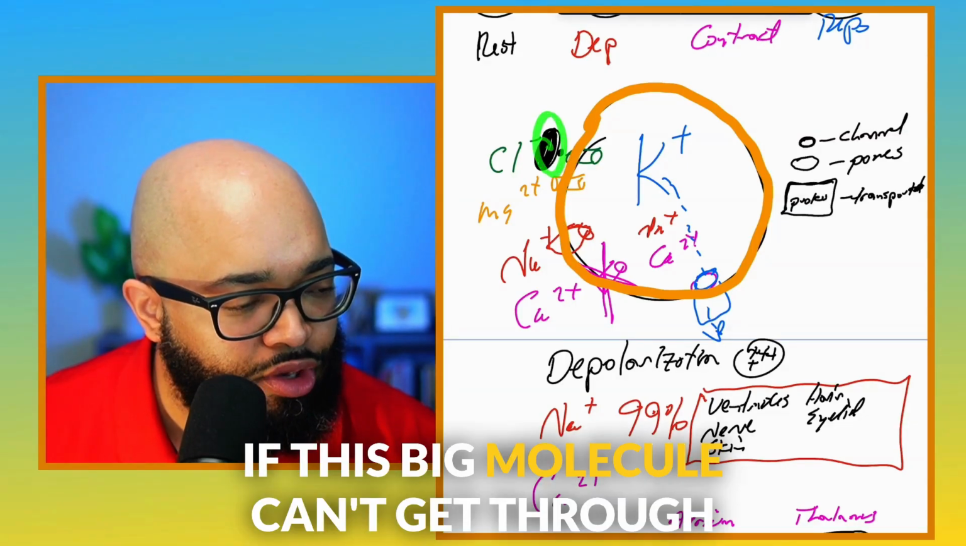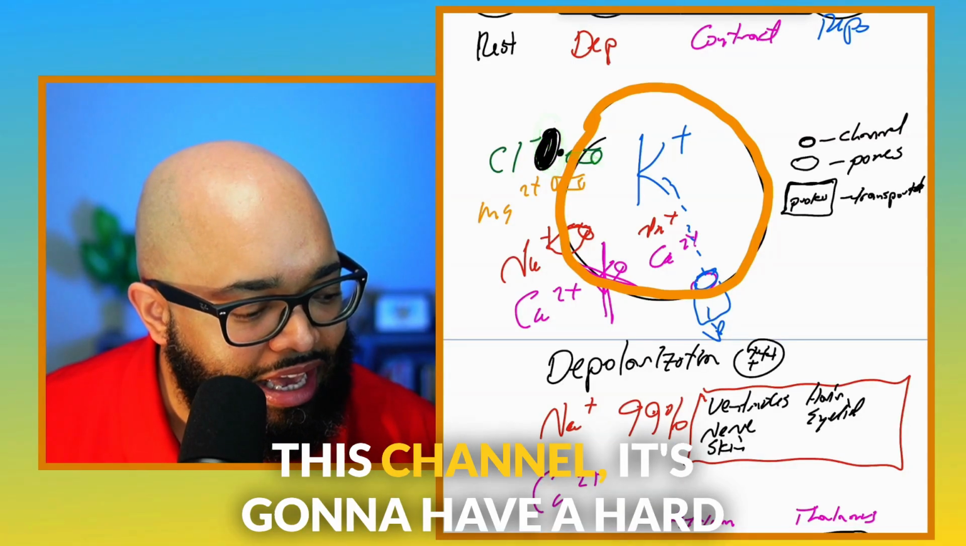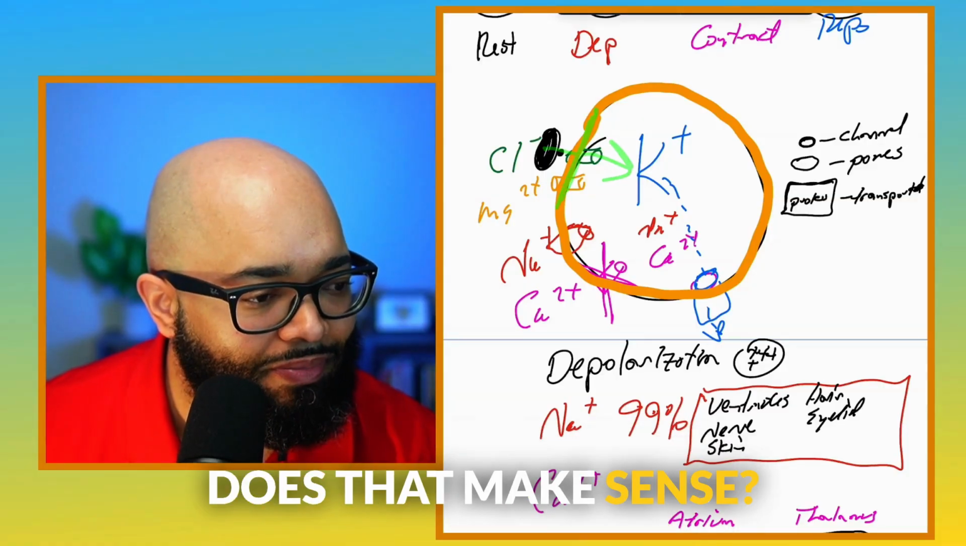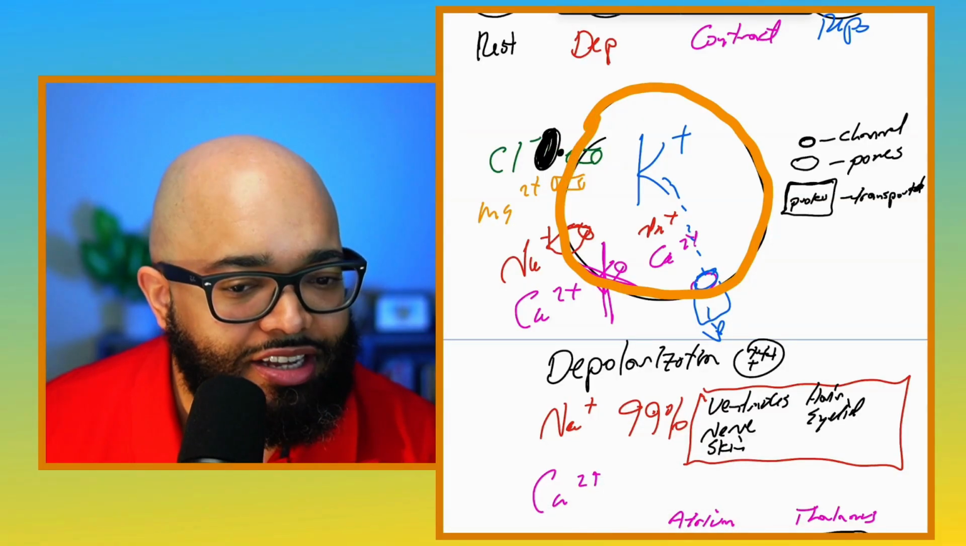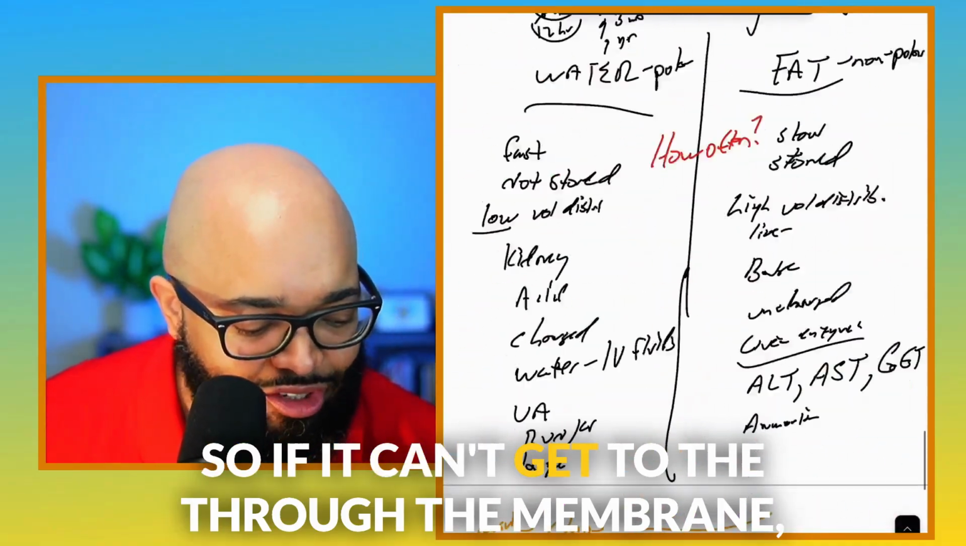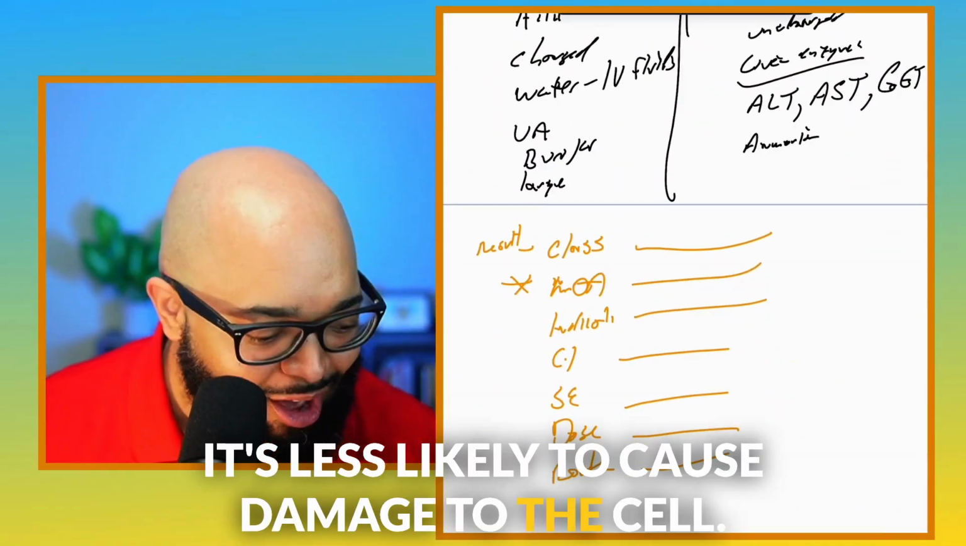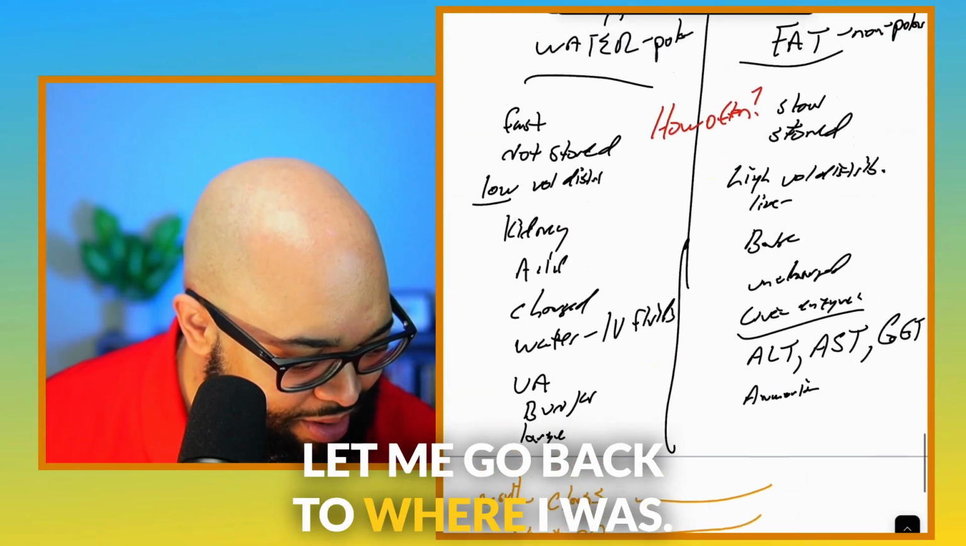If this big molecule can't get through this channel, it's going to have a hard time getting across this membrane. Does that make sense? So, if it can't get through the membrane, it's less likely to cause damage to the cell. What do I mean by that? Let me go back to where I was.